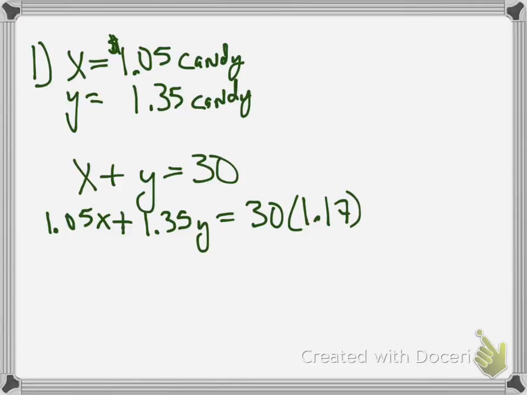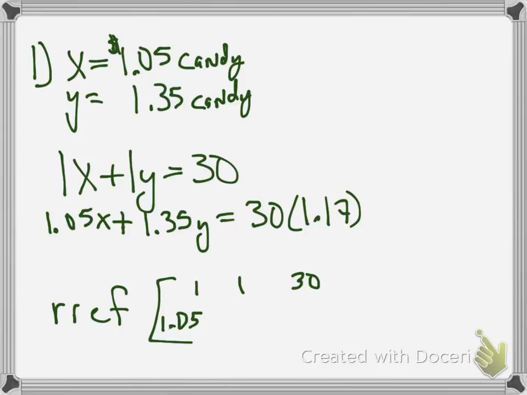And you can actually type it in like this with a 1 and a 1. Your matrix would look like this: 1, 1, 30, 1.05, 1.35, and you can type in 30 times 1.17, and then press enter, and you'll have your answer. So kind of go with it like that. Okay, and that's all you've got to do.